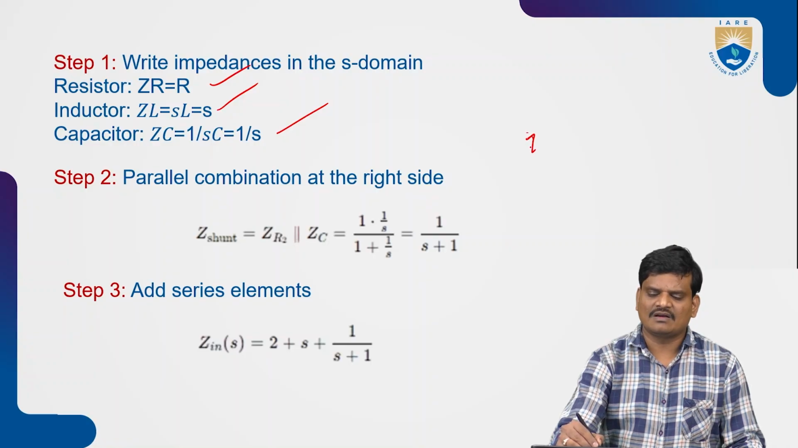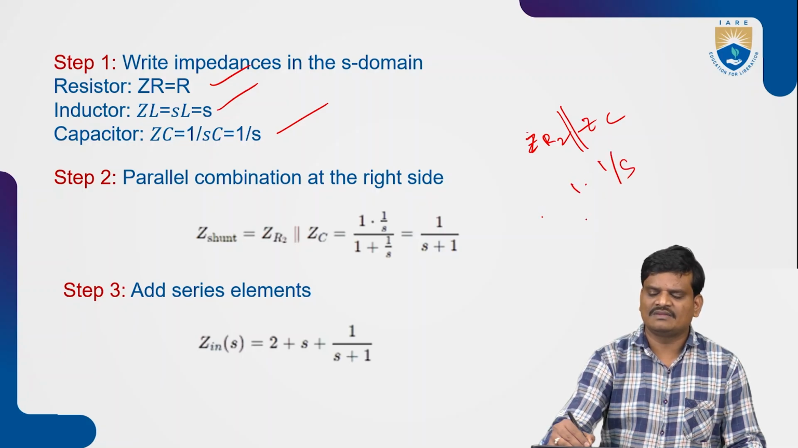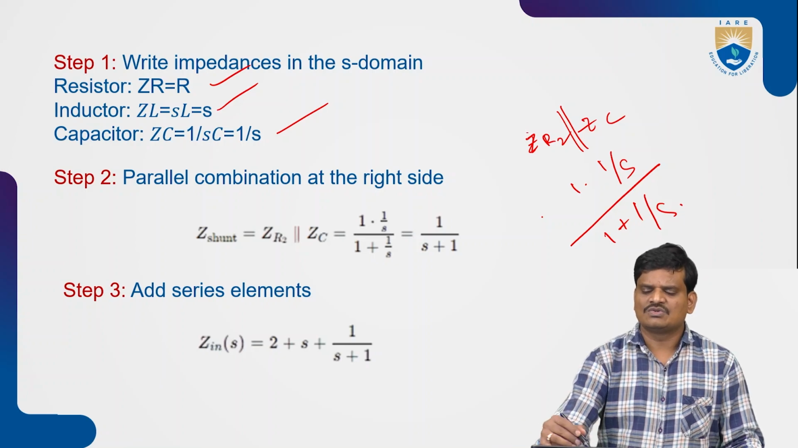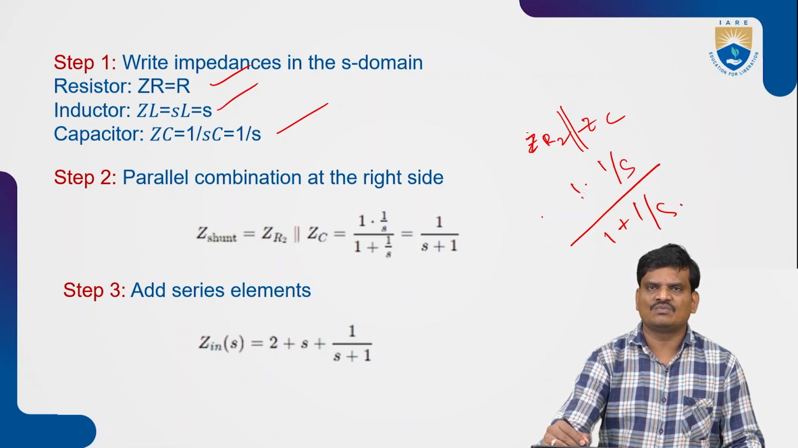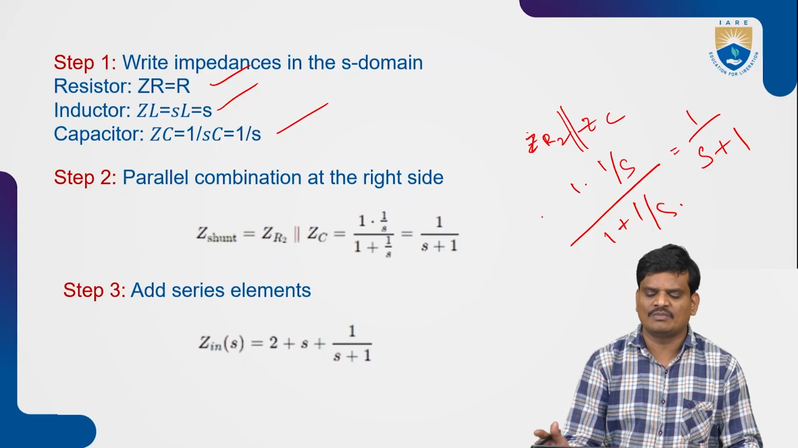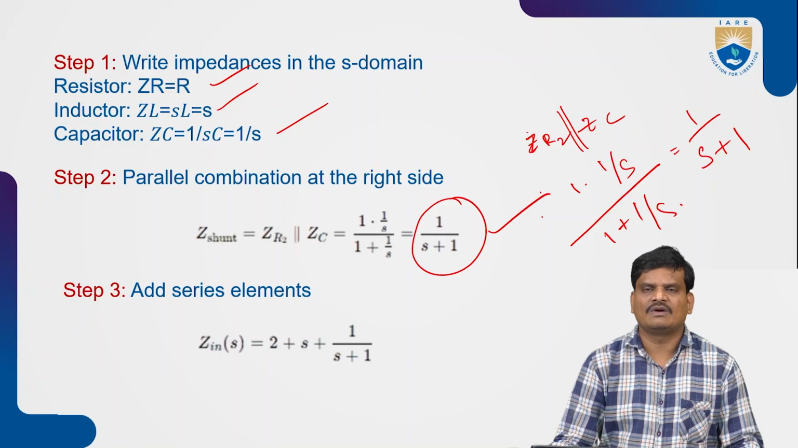As it is a parallel combination, ZR2 is in parallel with ZC. So 1 in parallel with 1 by S. You know the parallel combination formula, R1 R2 by R1 plus R2. So the value of resistance connected is 1, and the value of capacitance connected is 1 by S. By using this formula, I will get the value of the parallel combination on the right side as 1 by 1 plus S.